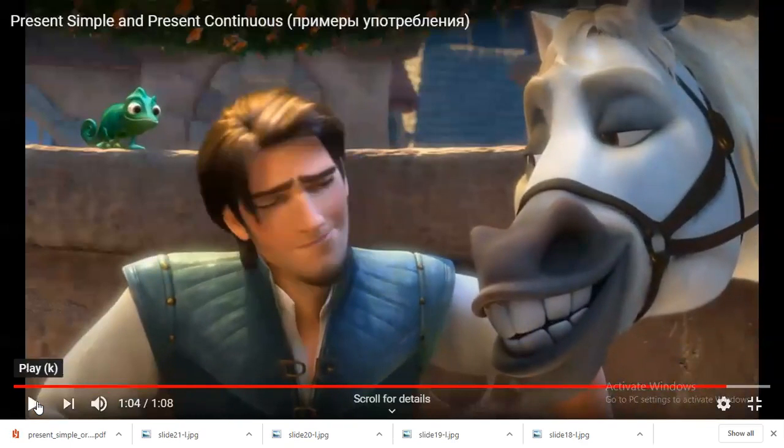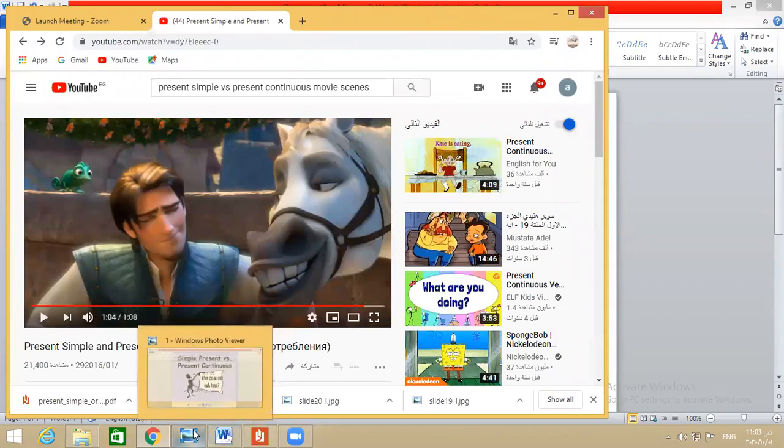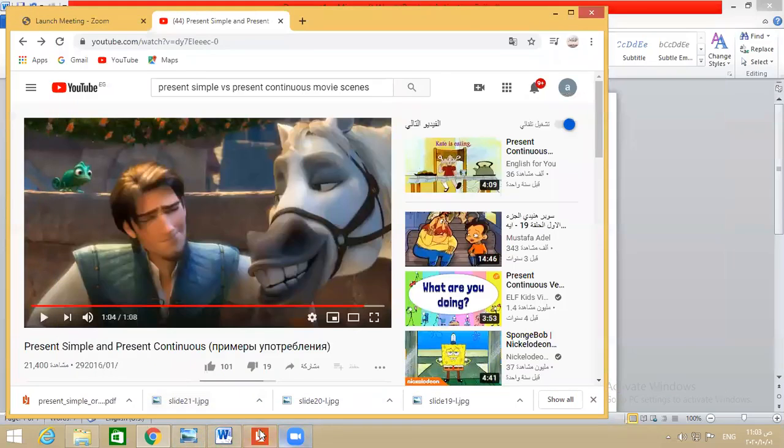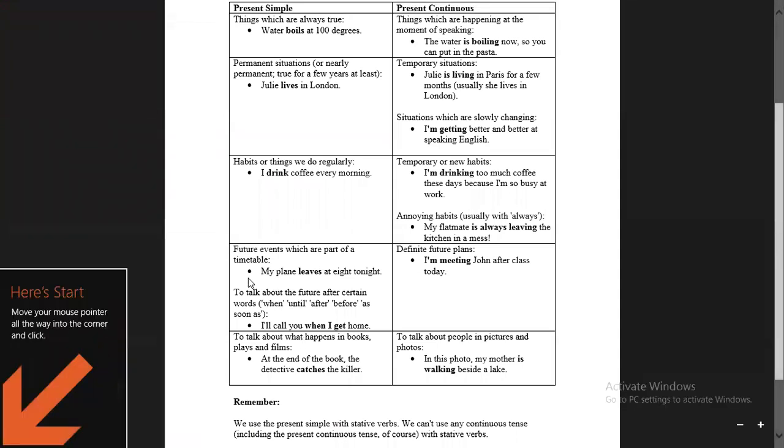So now we have seen two different tenses used in two different situations. Let's get back to the explanation. Now I want to know the exact differences between each tense. Now you can see a table differentiating between the two tenses. Let's start with the present simple.